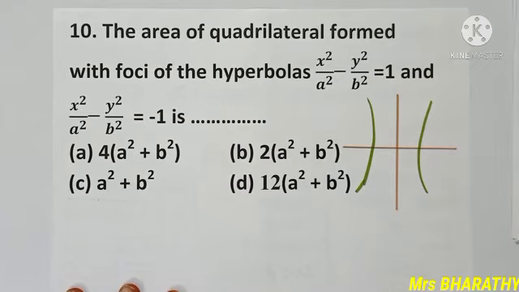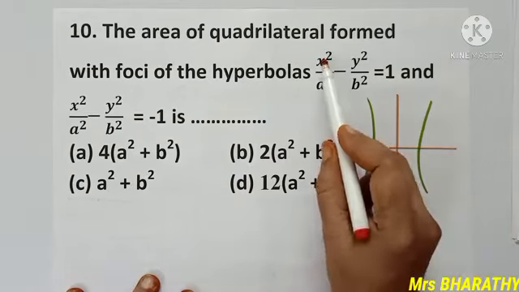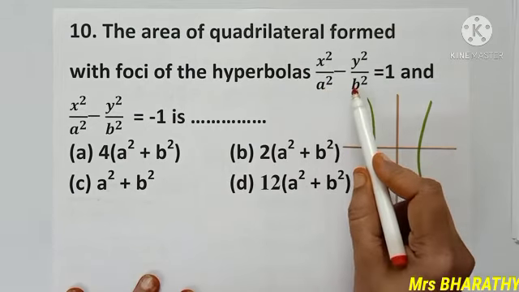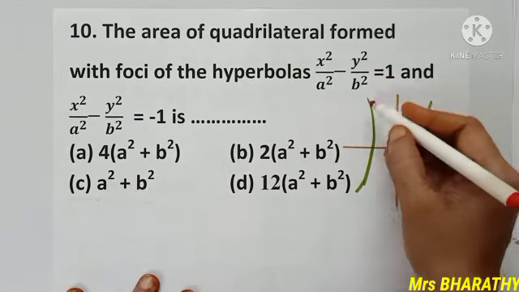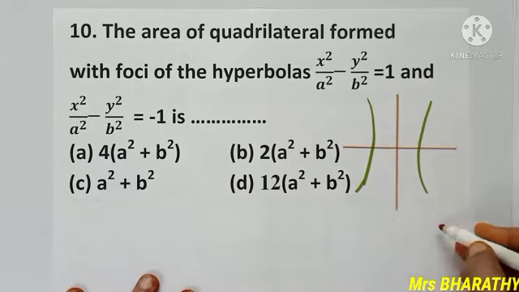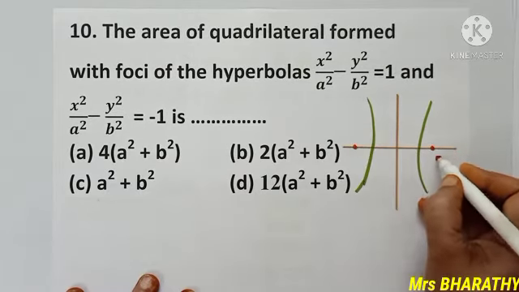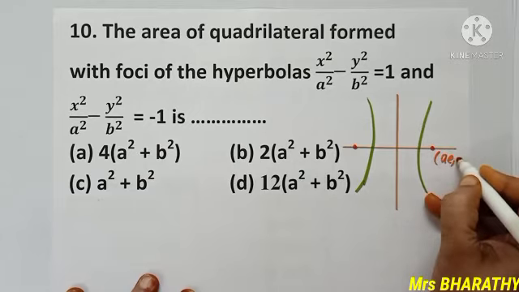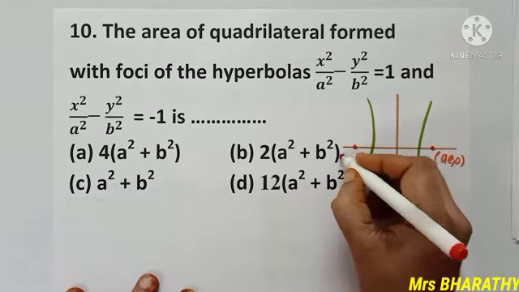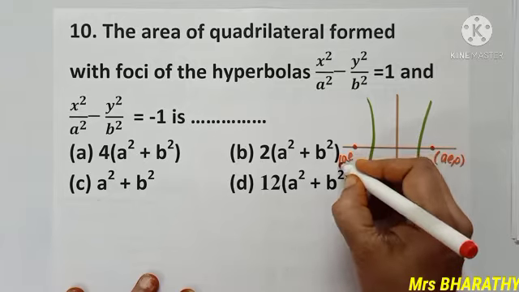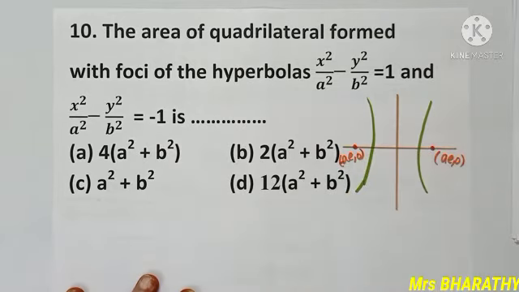Area of the quadrilateral formed with the foci of the hyperbolas x square by a square minus y square by b square equal to 1. The first type of hyperbola. So these are the foci. One focus I call (ae, 0). Another focus (minus ae, 0).